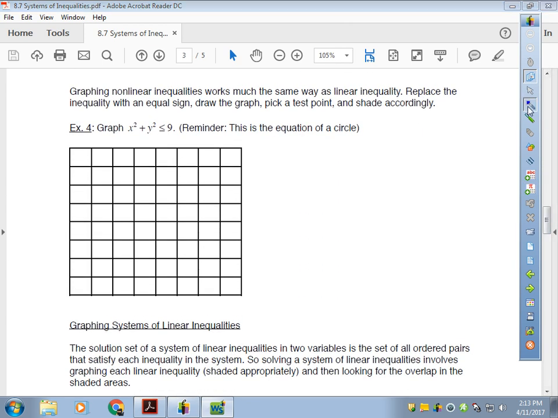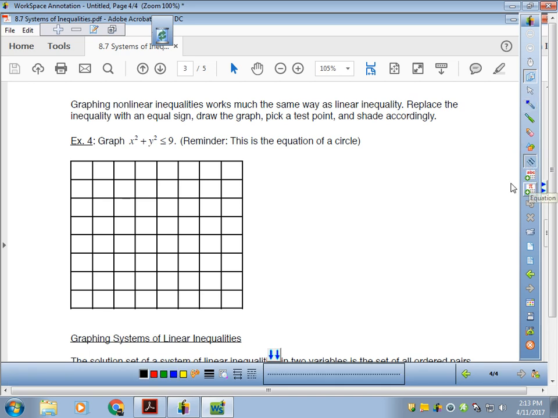We can also do these inequalities with non-linear equations, equations that are not lines. Oops, I'm going to turn line into solid again. Solid. So we can do these things with parabolas or cubics or square roots or any other type of graph.